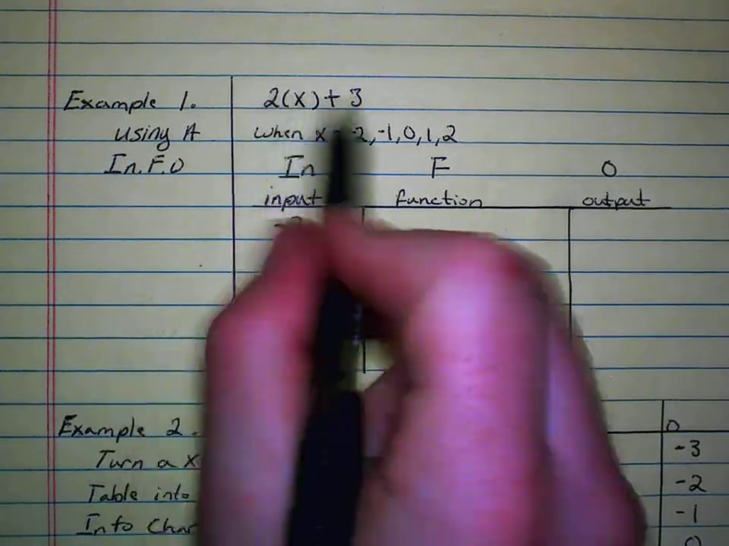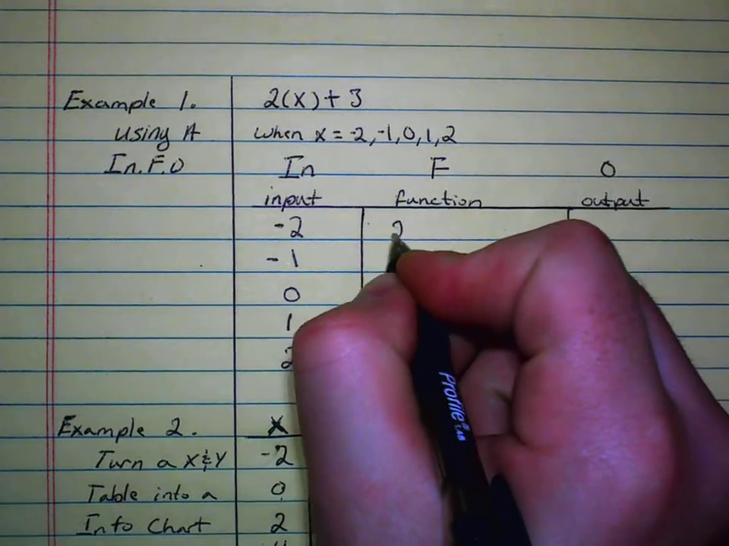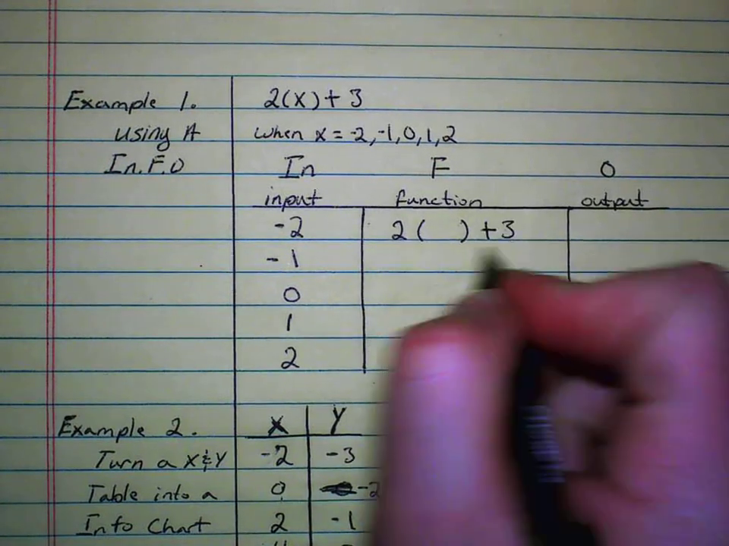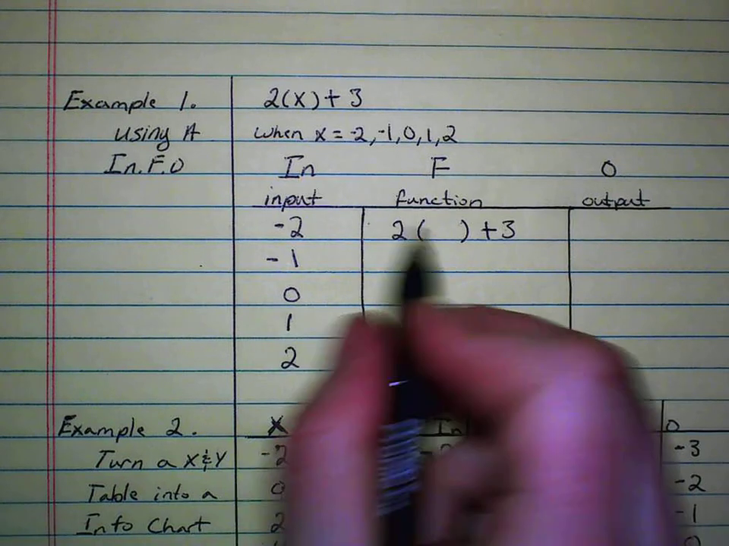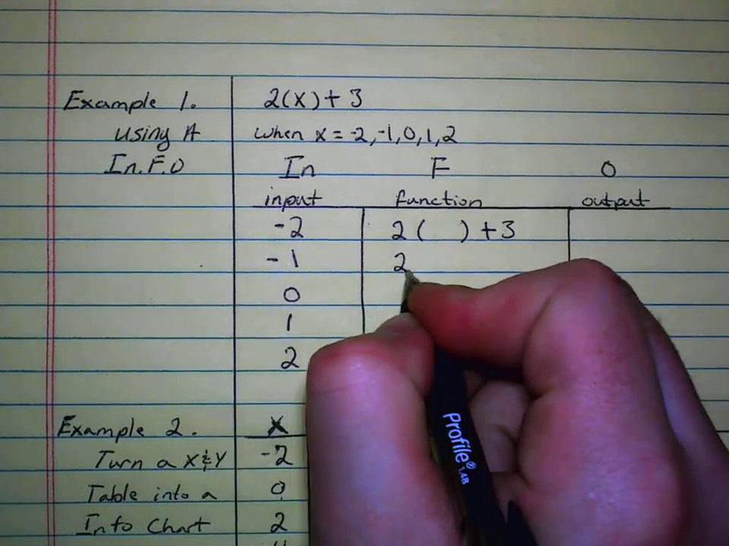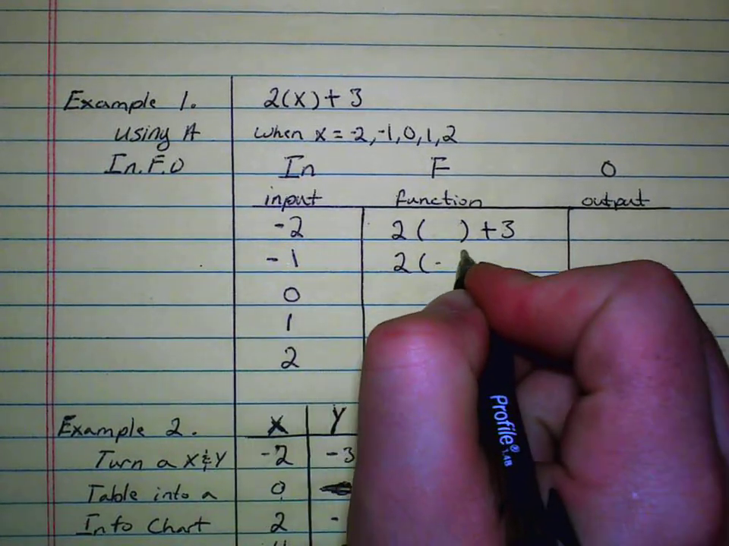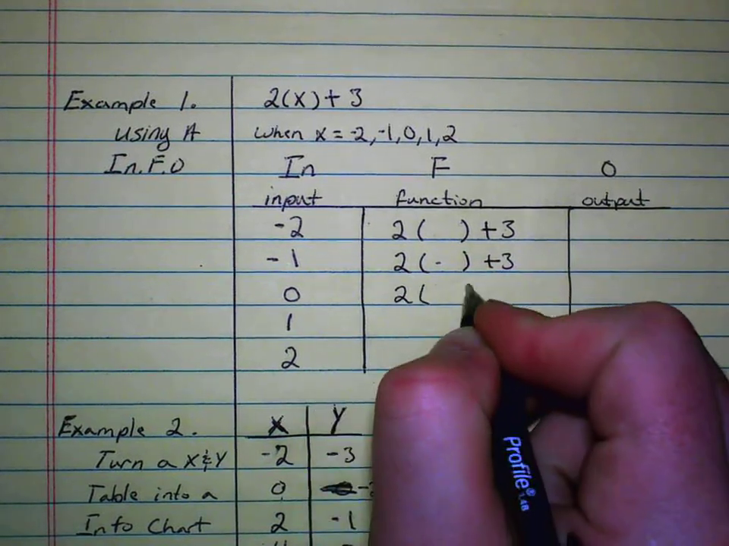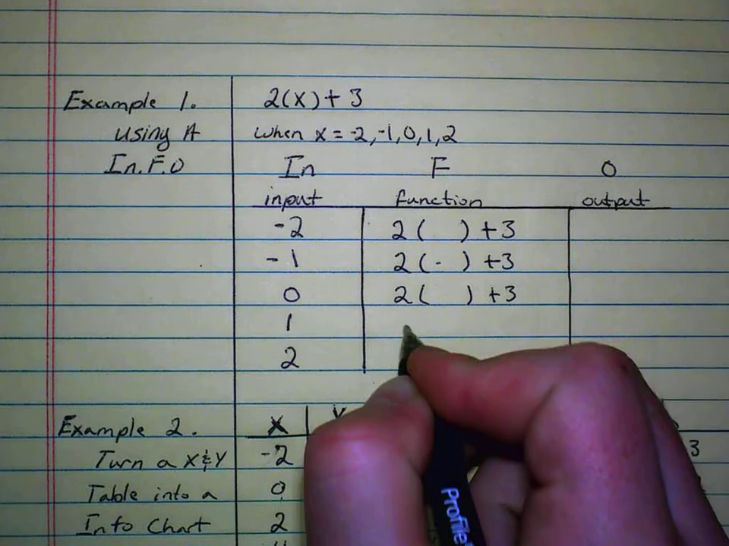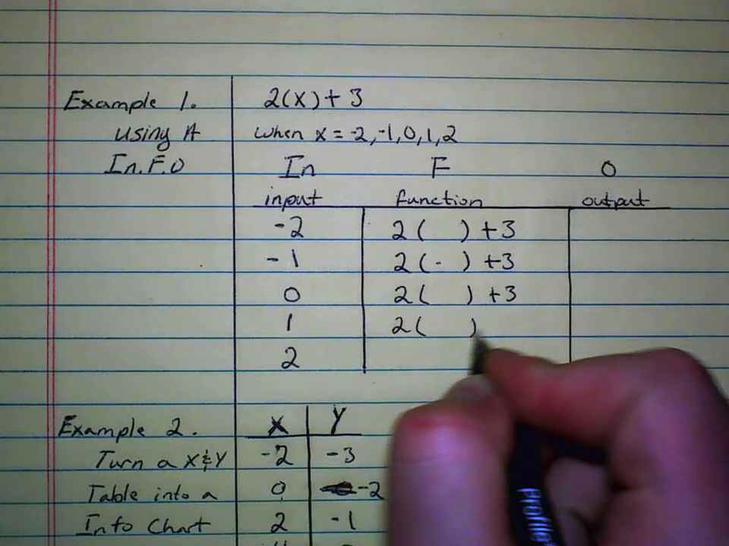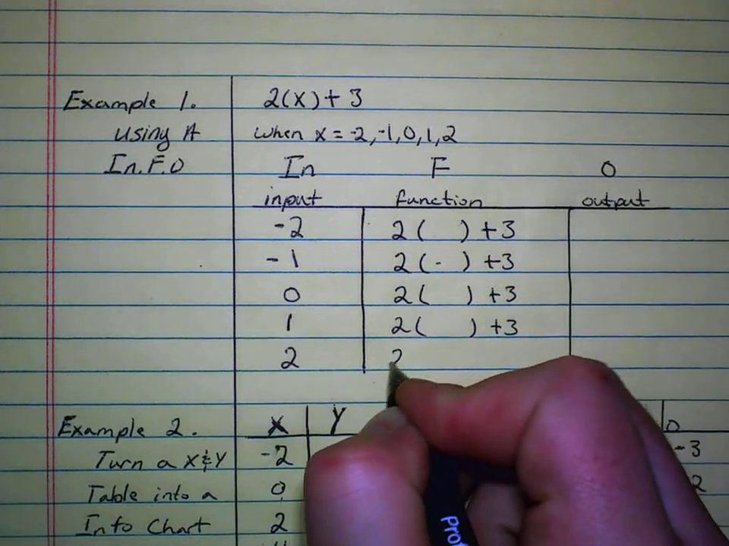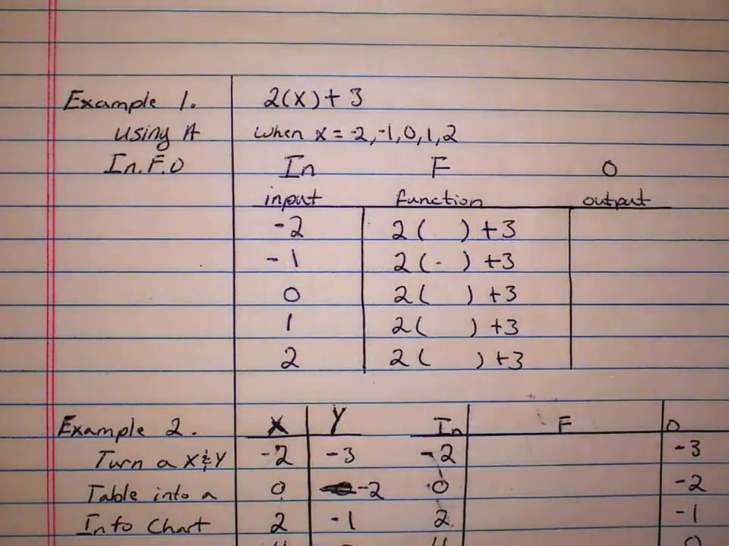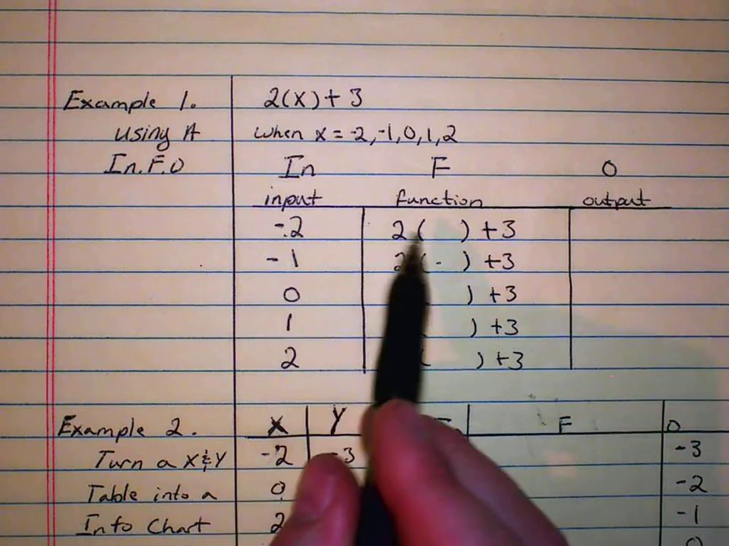Well, this is my function. 2, I'm going to leave that space open for my x's because these are going to be my x's that go in. Again, leave that space open. So here's our function. Now what goes into the function is the input.